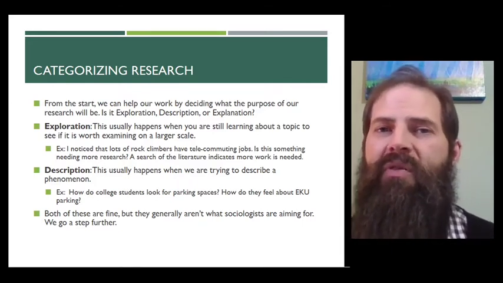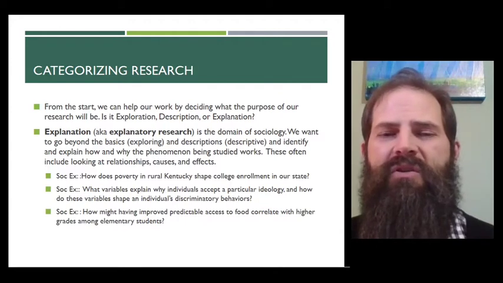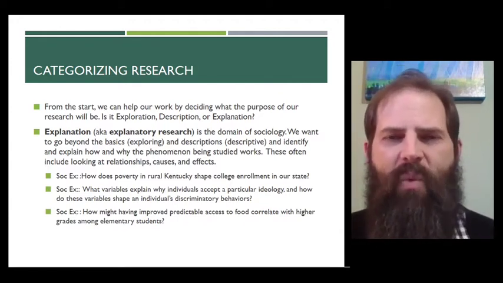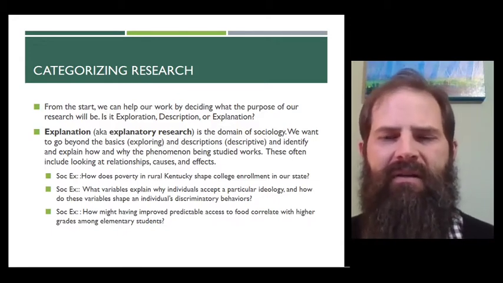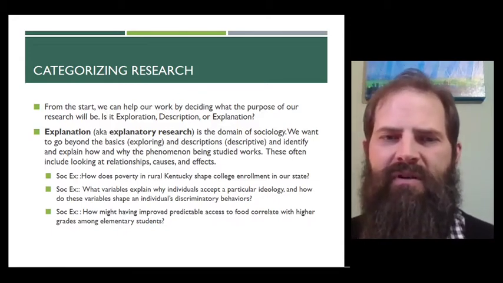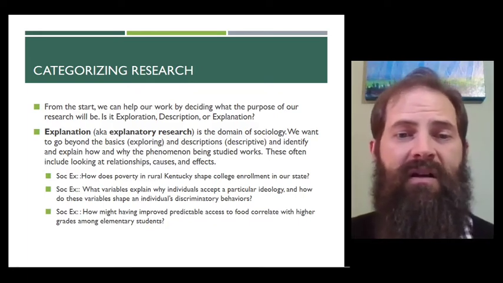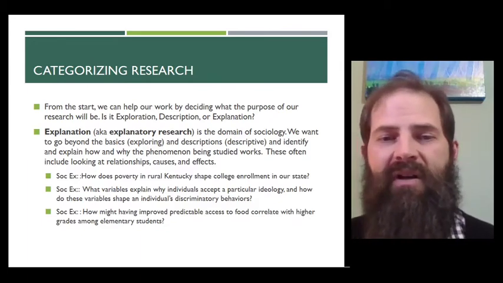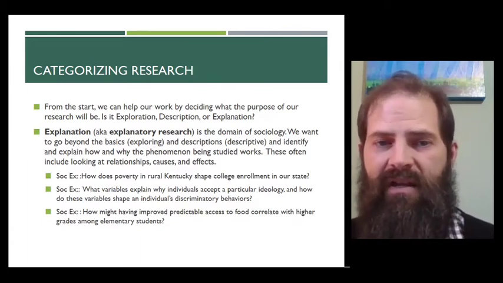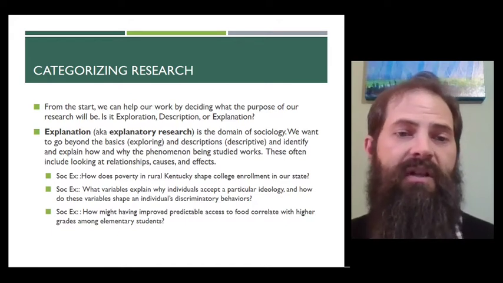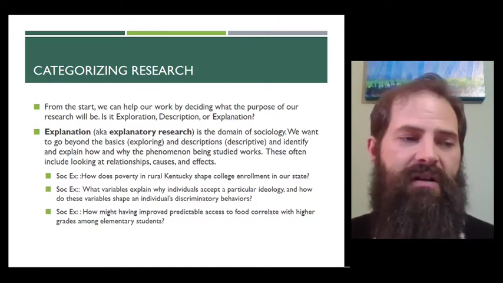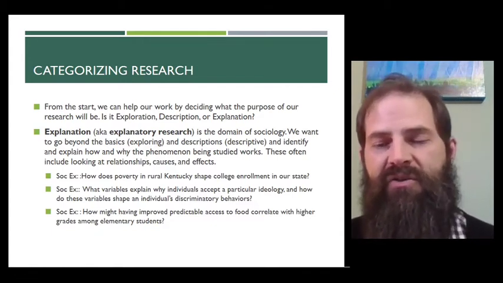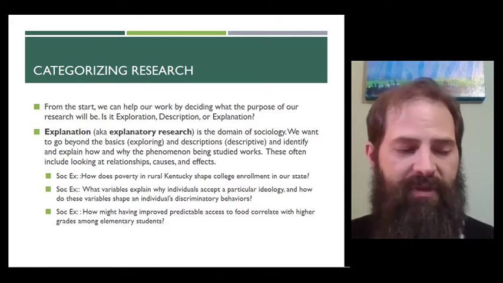In fact, we're aiming for a third category. We want to make sure that we're explaining things. We're explaining relationships. We're explaining why and how things happen. That's the domain of sociology, explanatory research. So we're going beyond the basics of exploring an idea and describing it, and now we're going to identify and explain how a phenomena being studied actually works in our society. A good sociological explanation question, an explanatory research question would be, how does poverty in rural Kentucky shape college enrollment in our state? Let's look at that for a moment.